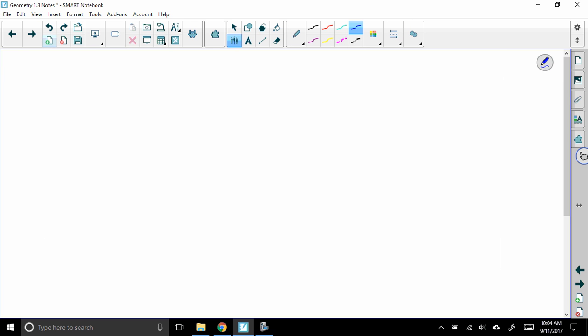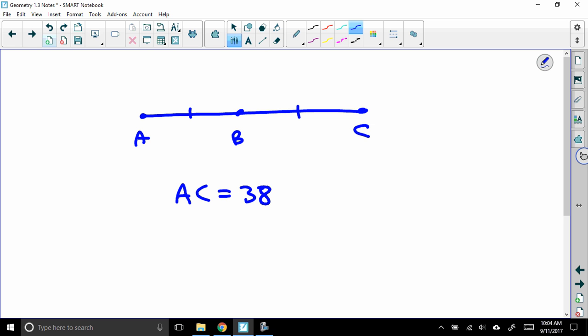You know, maybe something will be given like this. Here's A, B, C. They'll tell you AC is 38. Find AB. And you're thinking to yourself, I can't find AB. There's not enough information. There's no algebraic expression. There's plenty of information to find AB.